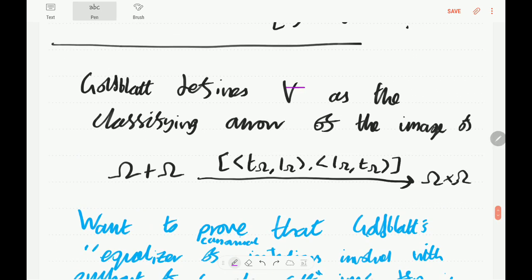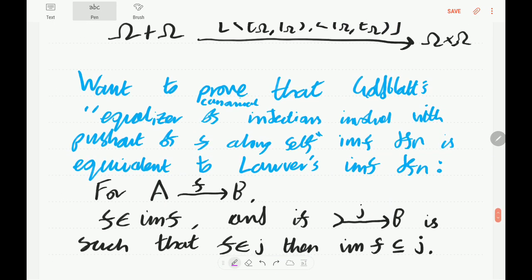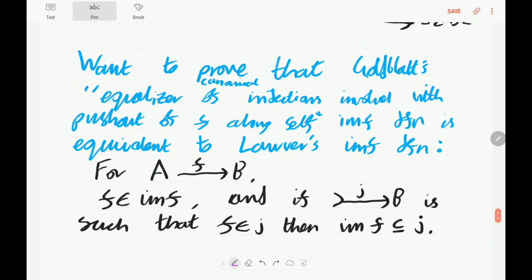So we just recall then that Goldblatt defines OR as the classifying arrow of the image of this arrow, true, 1, 1, true. Goldblatt discusses how you can construct the image as the equalizer of the canonical injections involved at the pushout of F along itself.